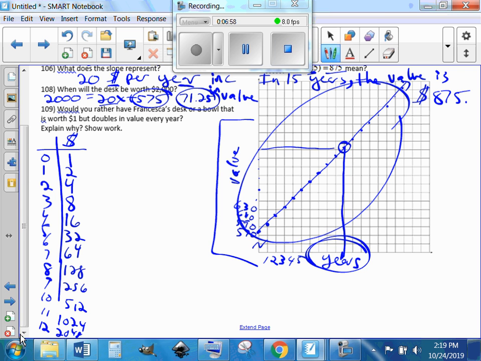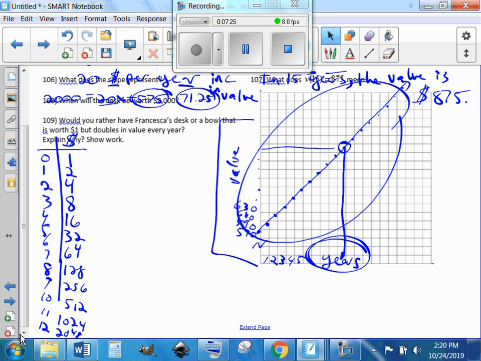So if you're going to hang on to both these things for a while, it would be a lot more valuable to have the bowl than the desk. Because the desk just goes up a set 20, 20, 20, 20, 20, 20. Whereas this bowl, over the years, since it's doubling, it's going to be increasing by a lot more every year. So if it were me, I would say the bowl, because although it starts increasing slowly, in the long run, over time, it's going to start increasing very, very quickly.